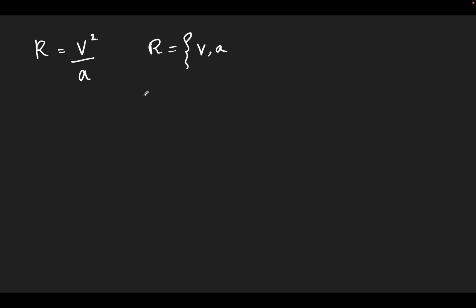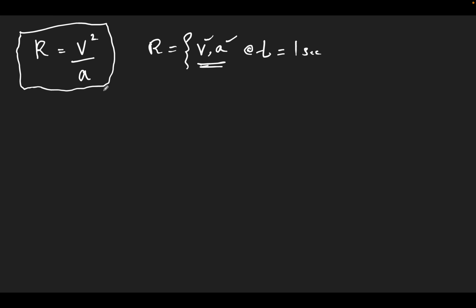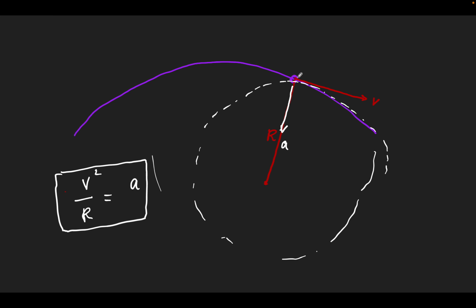So our question gets reduced to determining the instantaneous velocity at t equal to 1 second. What is the instantaneous velocity? What is the centripetal acceleration? If we get these two values, we will get the radius. Hope it is clear. This is the main crux of this problem. You should understand centripetal acceleration, you should understand radius of curvature. From this we can get the radius of curvature. So let's see how we can determine v and a.